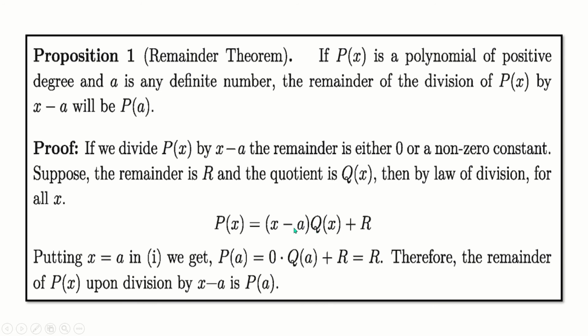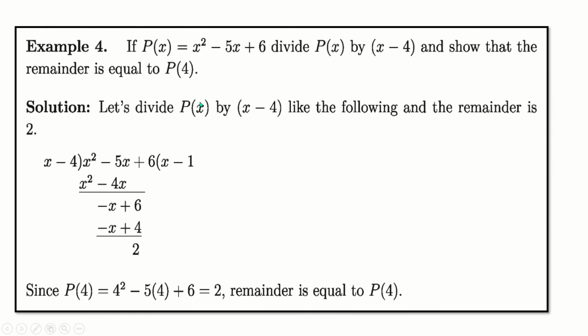But when we put x is equal to a, we get p of a is equal to 0 into q of a plus r, which is equal to r. Therefore, the remainder of p of x upon division by x minus a is p of a. Clear, everyone? By applying the remainder theorem, we can easily solve this type of math.